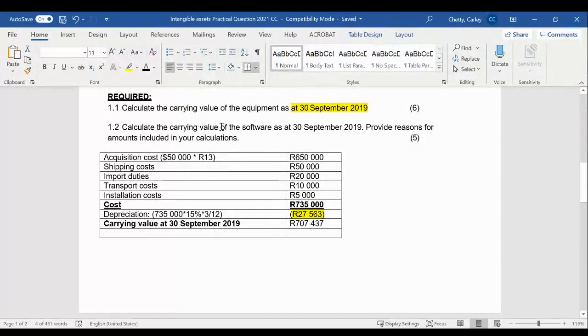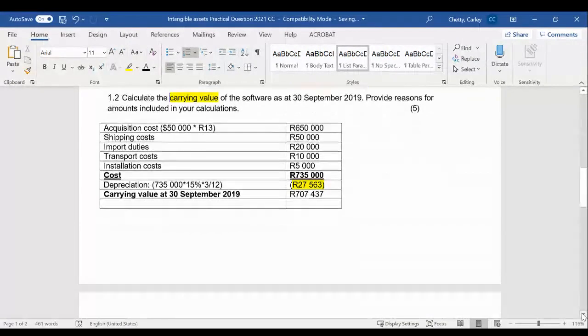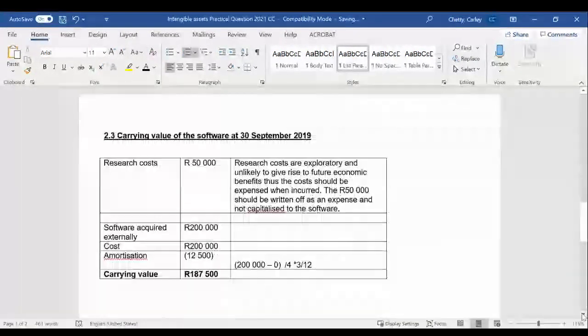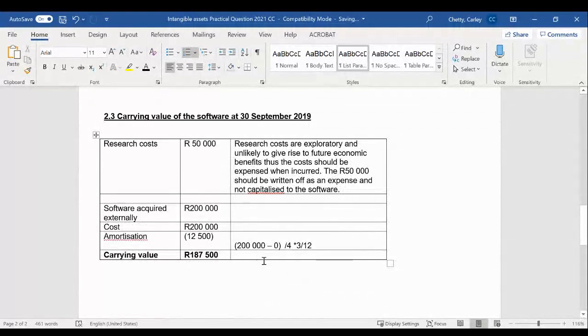So now that we have the cost of the intangible asset and we have the amortization, remember the required said calculate the carrying value. So we have not finished our calculation. We still need to calculate the carrying value of the intangible asset, and that is going to be 187,500. Okay, so that is the carrying amount of the intangible asset. Do you have any questions on this calculation relating to the software?